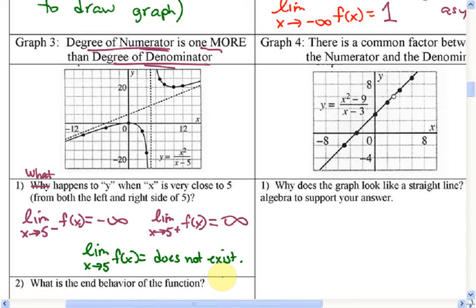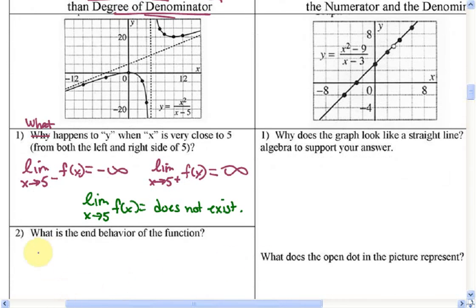Now, my next question to you in part 2 is, what is the end behavior of this function? So once again, I want you to tell me what happens when the limit as x goes to infinity, and I also want you to tell me what happens when you have the limit as x approaches negative infinity. So tell me once again, when you go far to the right and far to the left, what's my y value for this particular example?